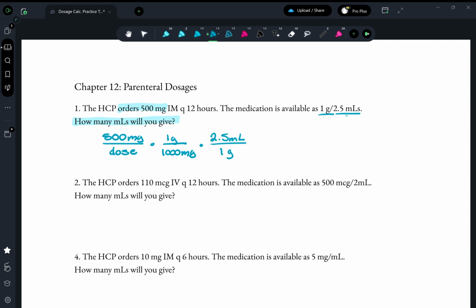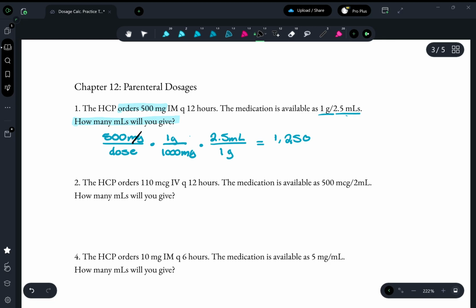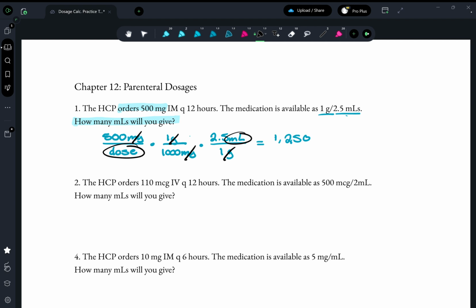It's 1 gram. Because when you start to do this, usually the number you have on top will be the same as the one you have on bottom, because this is your conversion and this is your availability. So now we just solve across. So we get 1 to 50. Oh, because again, milligrams are gone, grams are gone. We're left with mLs and dose, which is what our question is asking us.